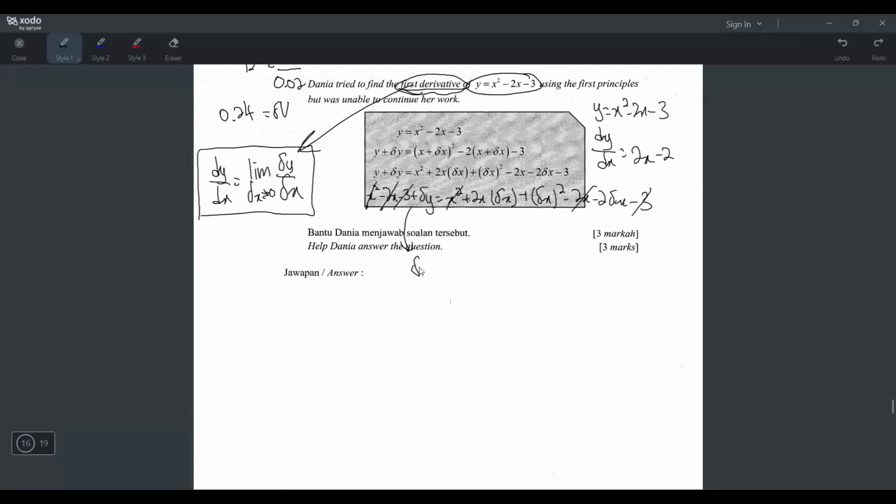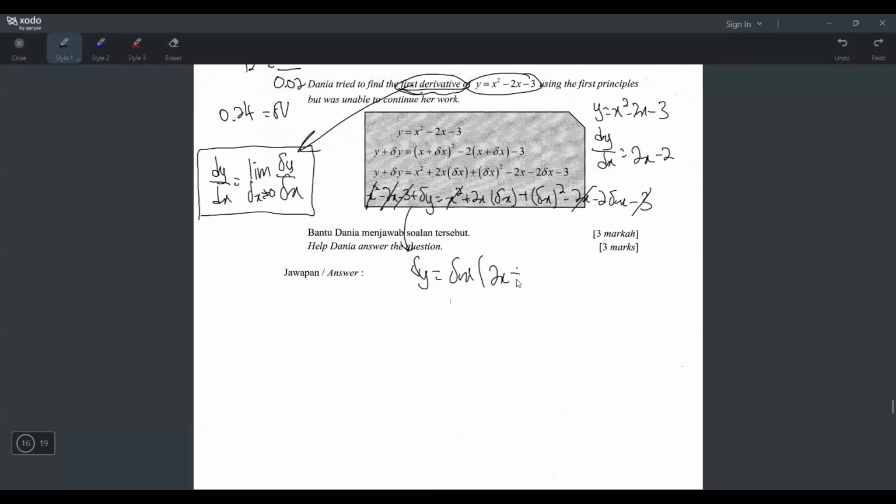So how? Try to find delta x from here. You can see you are only left with 3 terms, and all 3 terms have delta x. So you should factorize out the delta x, so that later you can divide by delta x to get your delta y over delta x, and then you just substitute delta x equals 0 on the other side. Okay, so let's factorize first.